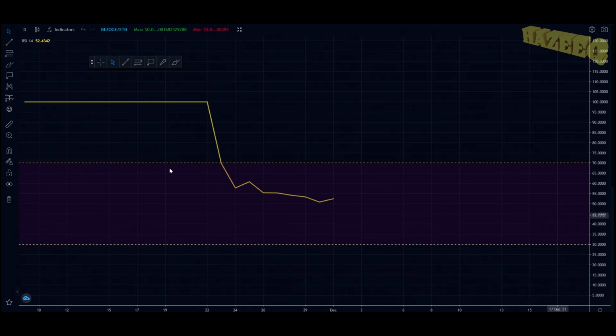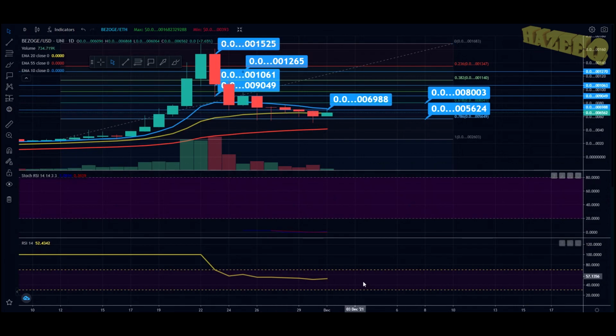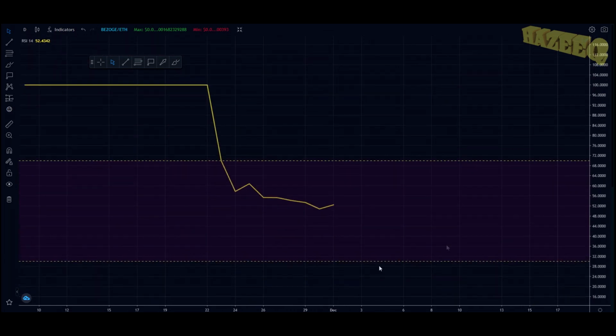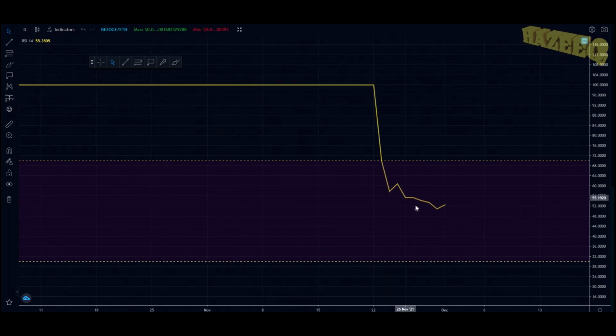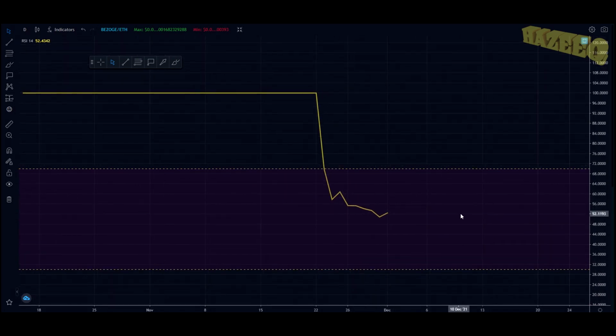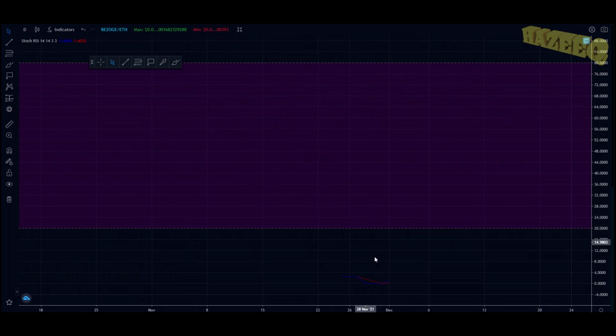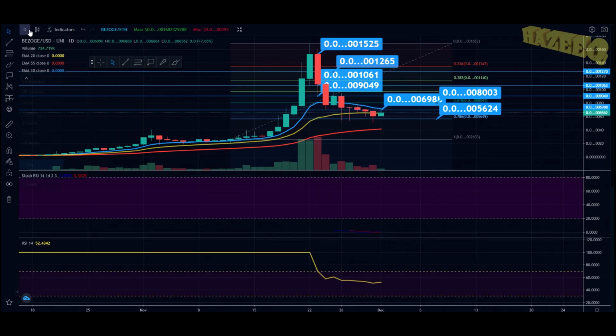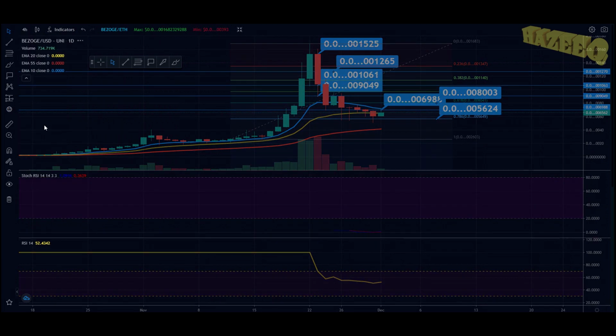And as you can see, the daily RSI is for some reason glitched. I don't know what's happening with it. It's really weird, but hopefully it's going to start working soon. I don't know if it's working right now, but it seems to be acting a bit weird. And the stochastic is just over here in the oversold for some reason. Let's jump into the 4-hourly chart and see what's going on over there.